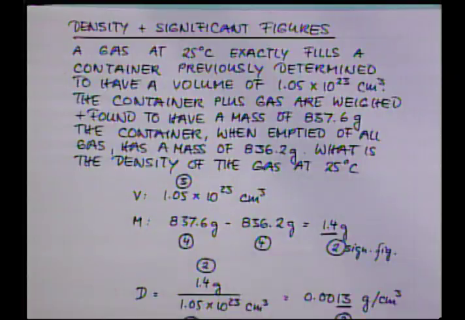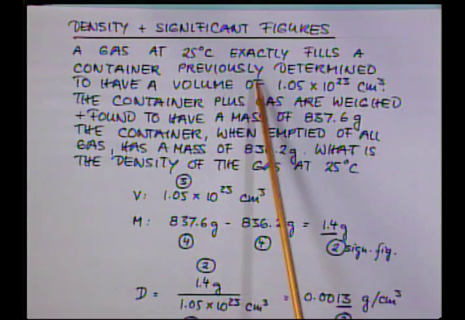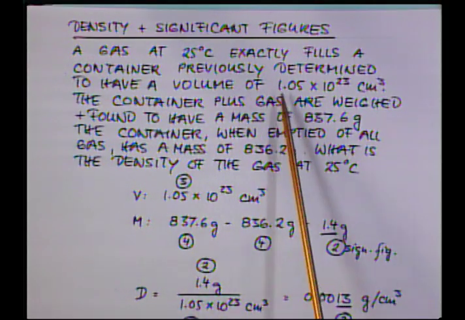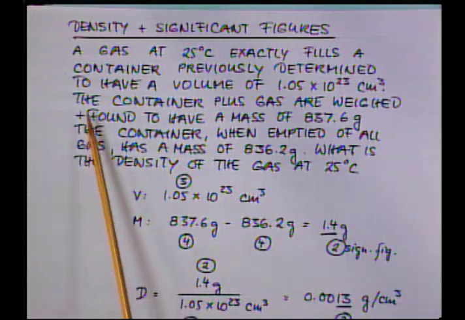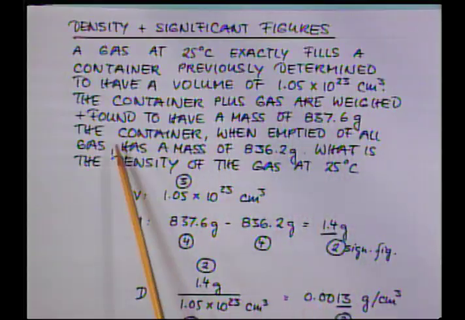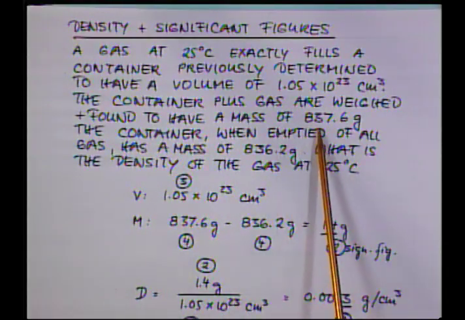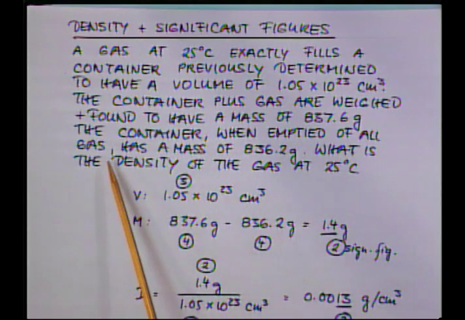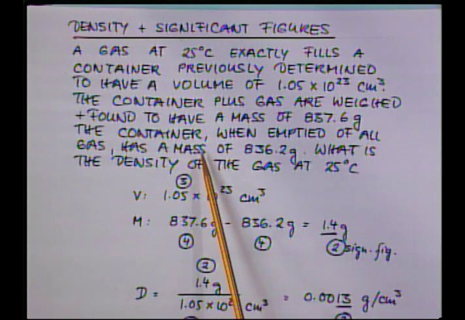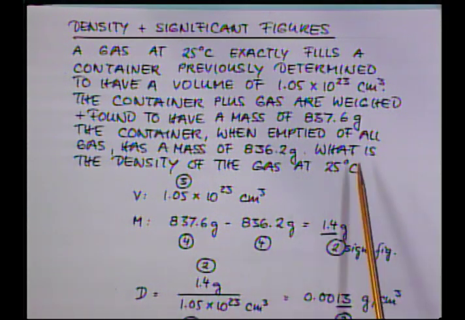Here's a problem for you. A gas at 25 degrees exactly fills a container previously determined to have the volume of 1.05 times 10 to the 23rd cubic centimeters. The container plus gas are weighed and found to have a mass of 837.6 grams. The container, when emptied of all gas, has a residual or remaining mass of 836.2 grams. What is the density of the gas at 25 degrees?